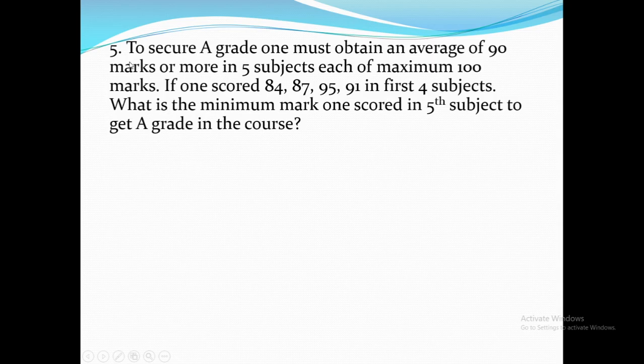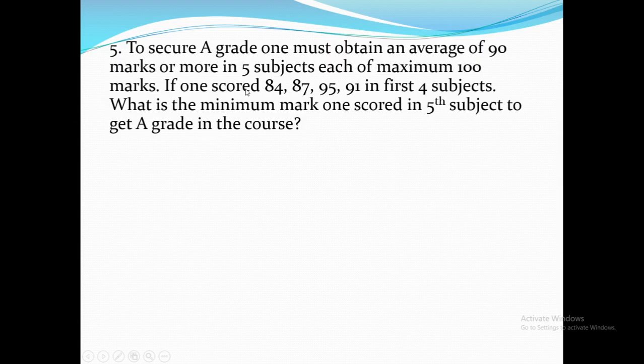Next problem, sum number 5. To secure A grade, one must obtain an average of 90 marks or more in 5 subjects, each of maximum 100 marks. If one scored 84, 87, 95, 91 in first 4 subjects, what is the minimum mark one scored in the 5th subject to get A grade in the course?